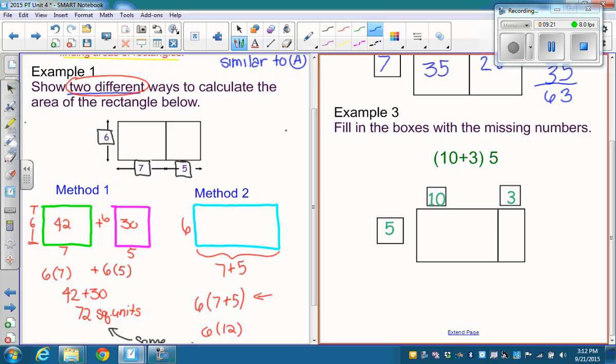Let's work this out. What's 10 plus 3? 13. 13, right? And what's 5 times 13? 65. 65, right? So if I work this out, if I work that out, I should get 65. Sorry about that.